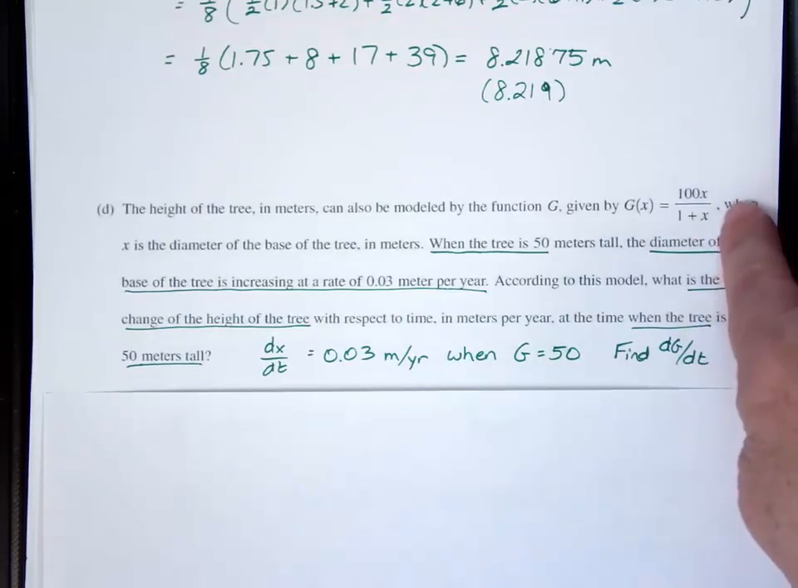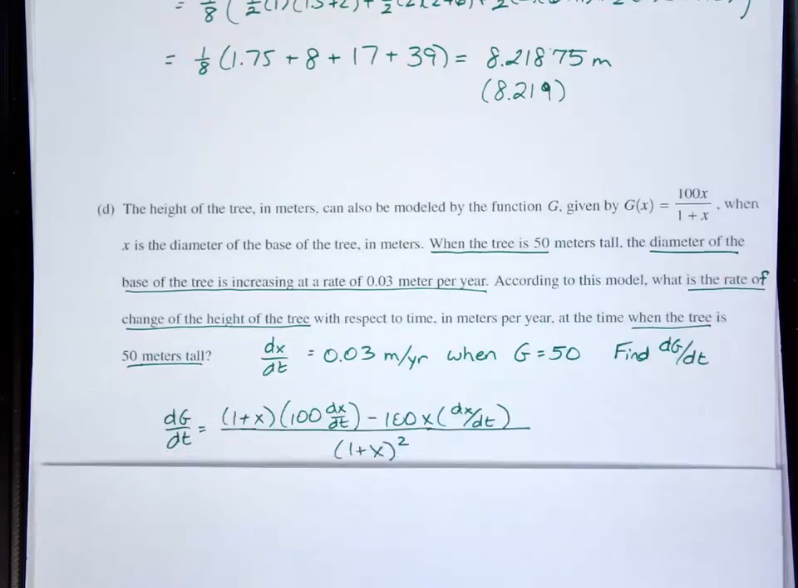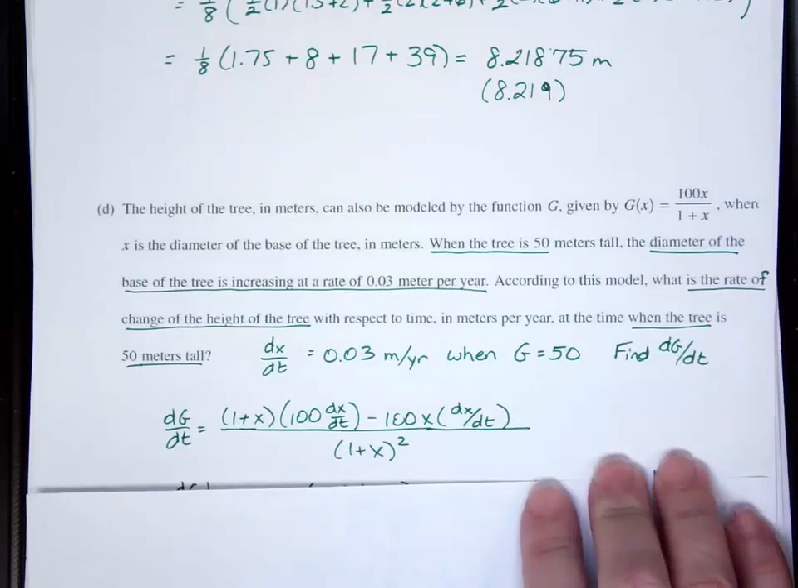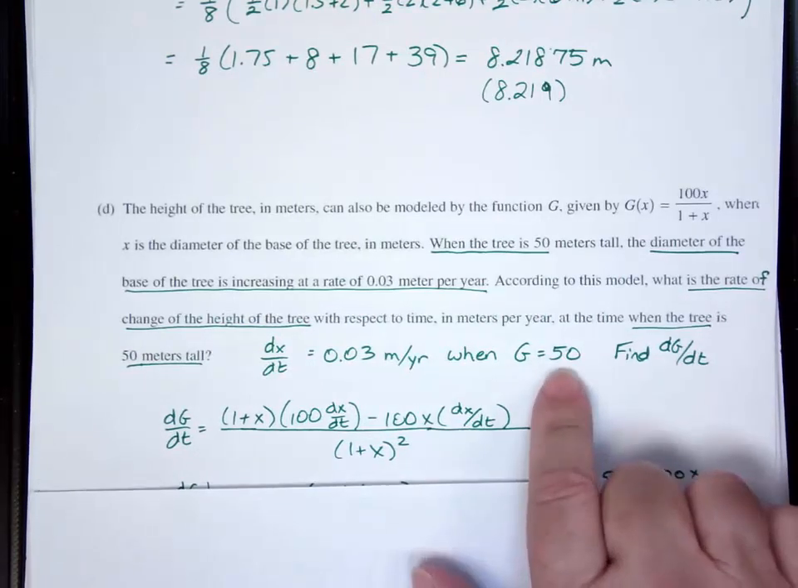So this is the one we have to take the derivative of, and because it's a quotient, we have to use quotient rule. So we do low d high minus high d low over the square of what's below, making sure that you put a dx/dt every time you take the derivative of an x. So the problem is, at this point, we don't plug in 50 because it says when g is 50. Well, there's no place to plug a g in.